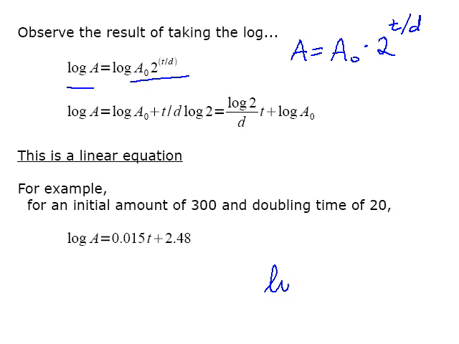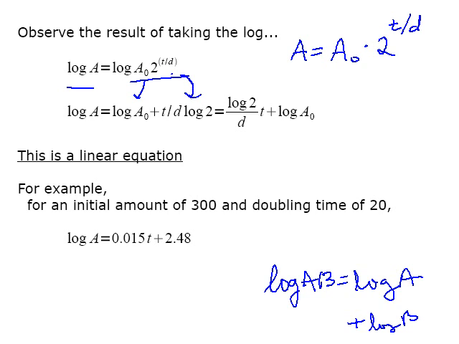I'll write it again here. Log of a times b equals the log of a plus the log of b. So that's what has happened here. This is broken out, the log of A naught, and then since this is multiplied, here's the log of 2 raised to the t over d power. Of course, since you're taking a log there, that t over d comes out.